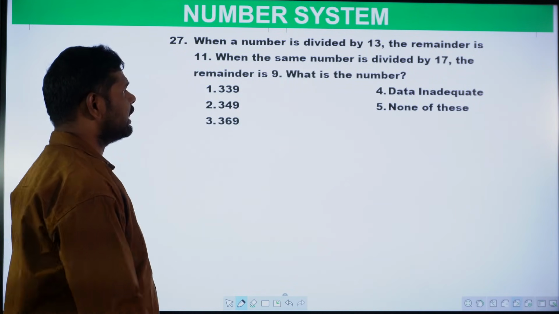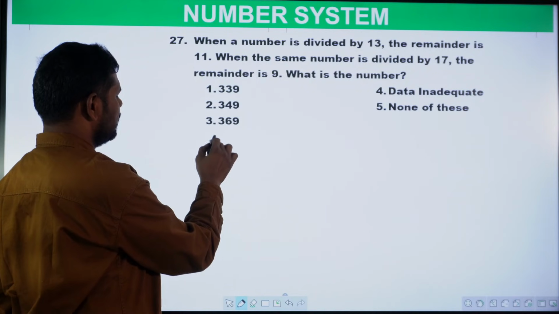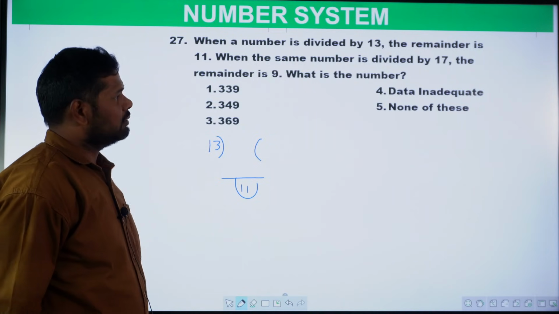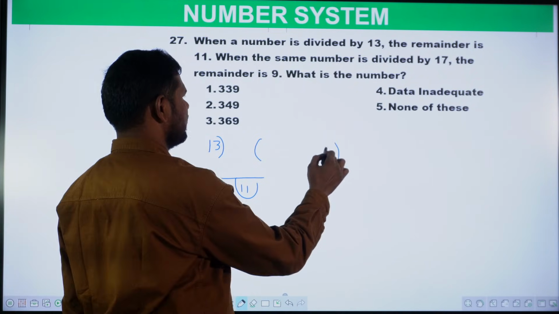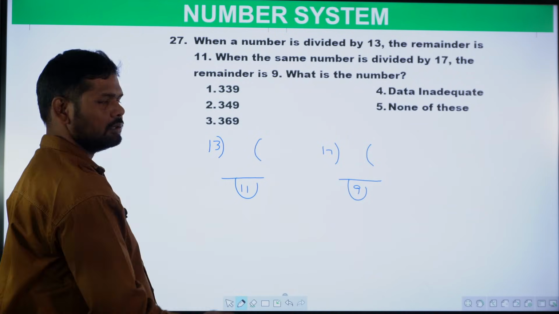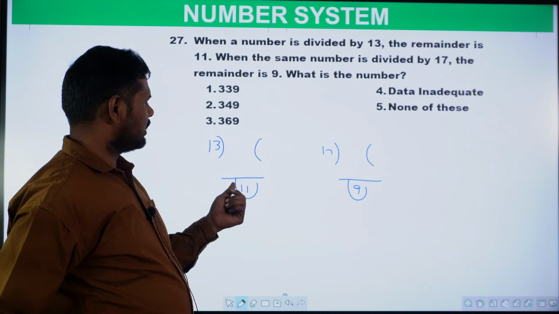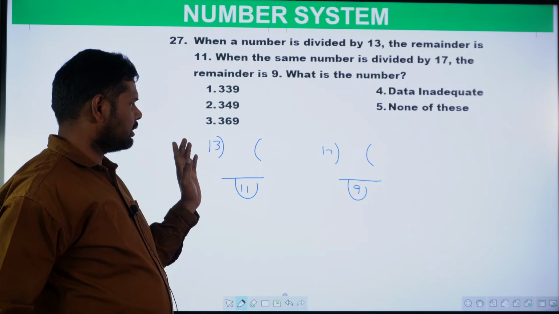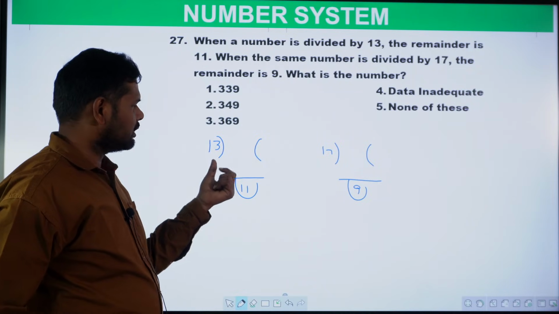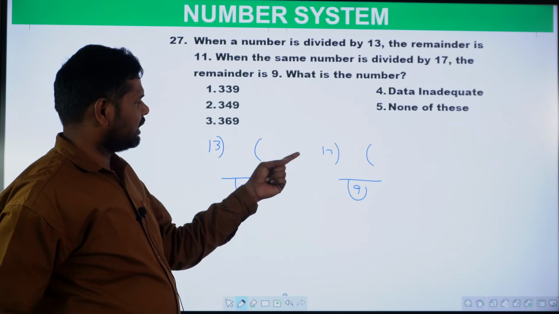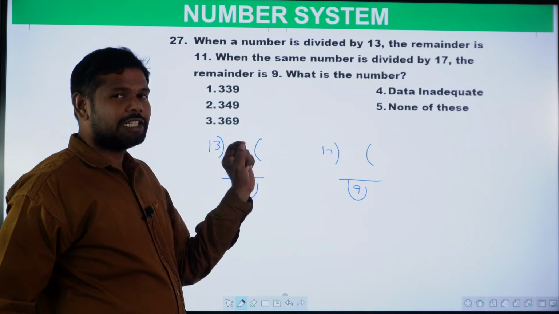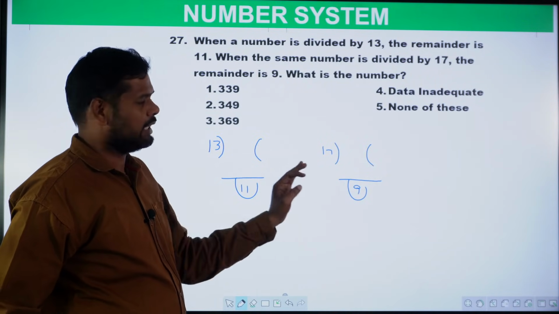When a number is divided by 13, the remainder is 11. When the same number is divided by 17, the remainder is 9. If 13 and 17 were factors, we could definitely find that remainder. But instead, the dividend is the same and there are two different divisors. If it is divided by 13, we get 11 as remainder. If it is divided by 17, we get 9 as remainder. Without the quotients, it is not possible to find the number. So simply, the answer is data inadequate.